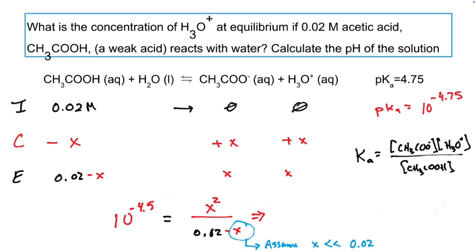What is 0.02 minus a number that is much smaller than it? 0.02, which means that x can be eliminated from our expression. This can then change to x squared equals 0.02 times 10 to the negative 4.5.